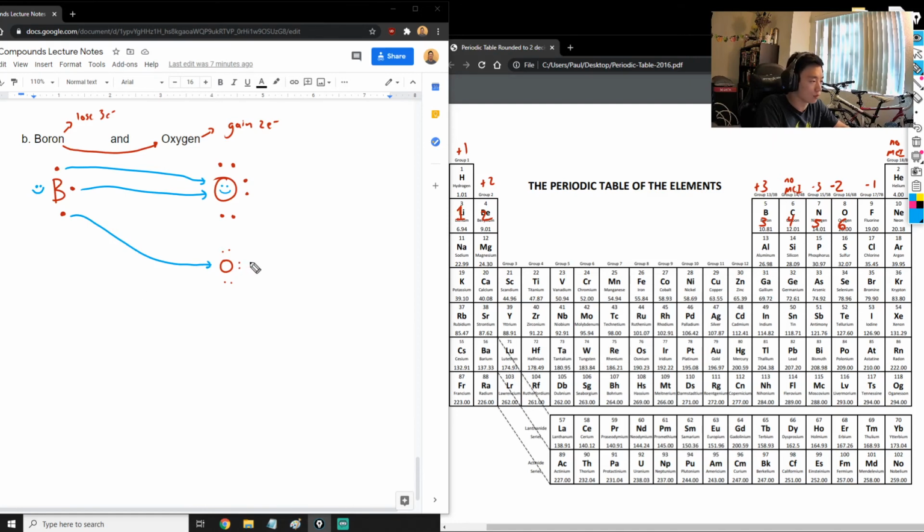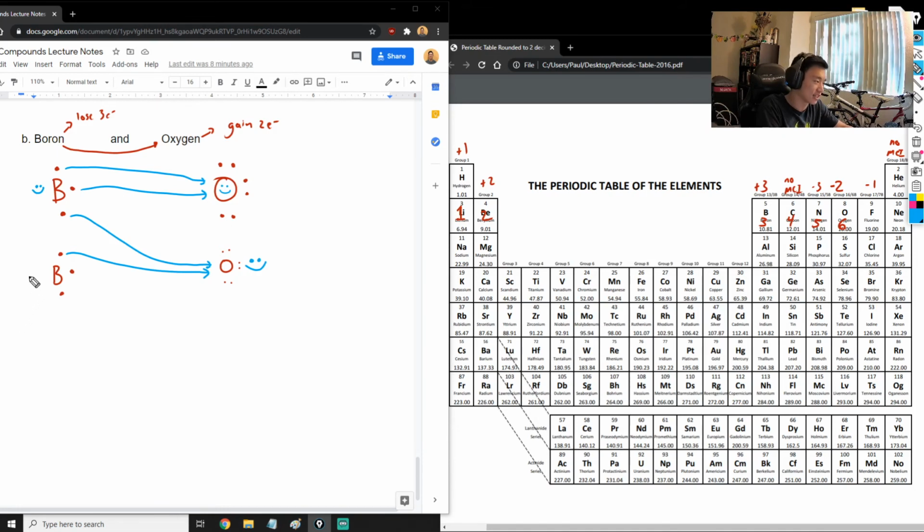Okay, but what's the problem? This oxygen is unhappy now because it gained 1, but how many does it want? It wants to gain 2. And so what we're going to have to do again is add another boron, which has 3 valence electrons. And that boron is going to give one of its valence electrons to oxygen. Now this oxygen received two. It received one of its valence electrons from the first boron and one from the second boron. And so now this oxygen is happy.